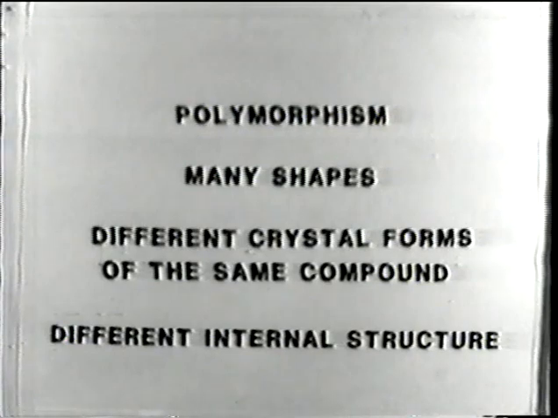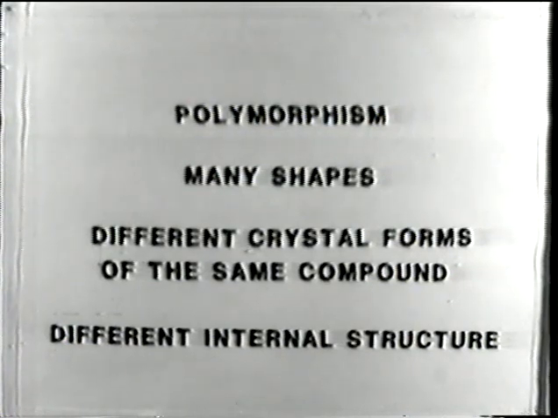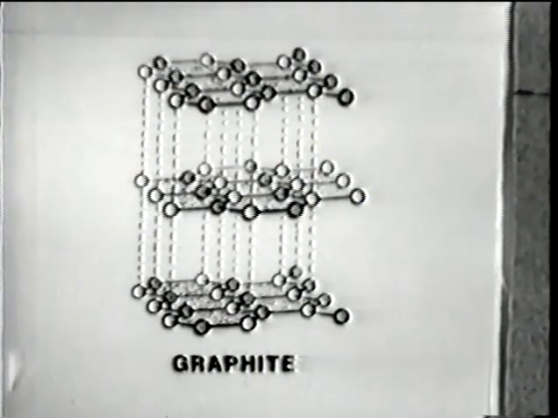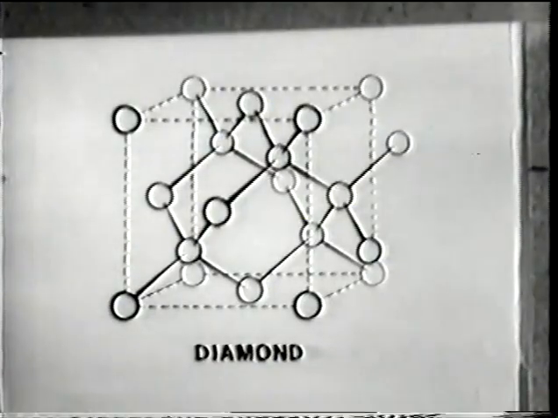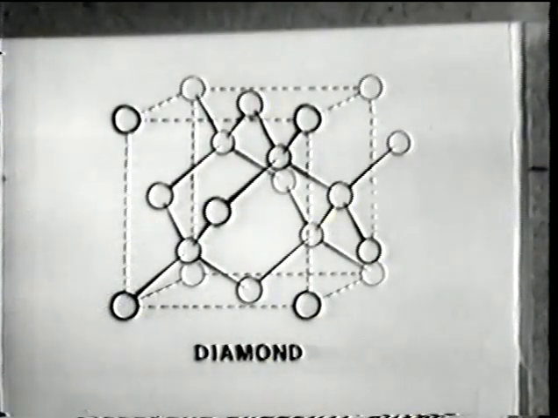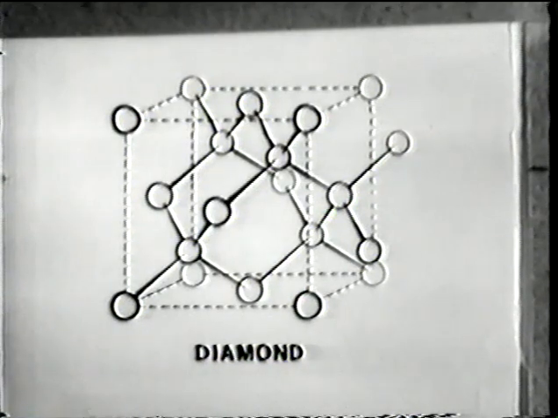These structures are generally determined by X-ray diffraction. Here we have the structure of graphite, the stable hexagonal polymorphic form of carbon. And here, the structure of its polymorphic form, the diamond. Few polymorphs are as different as graphite and diamond, but polymorphic forms do always differ in their physical properties.